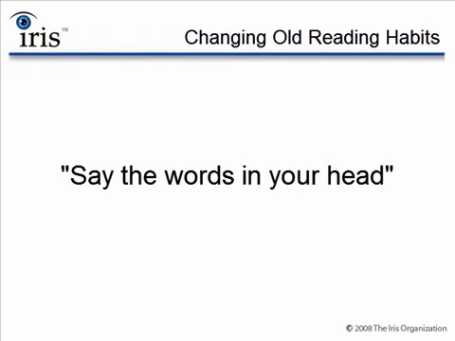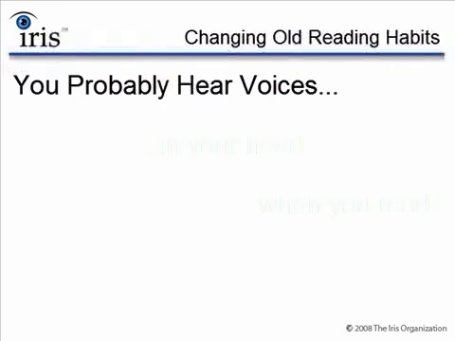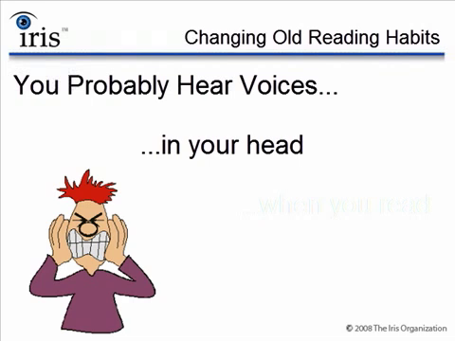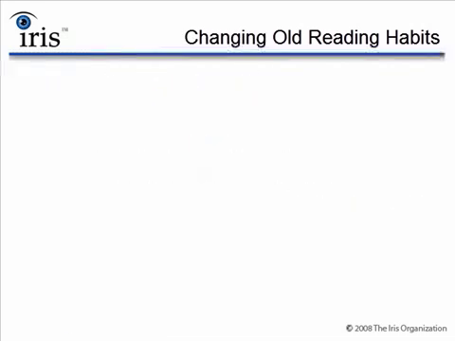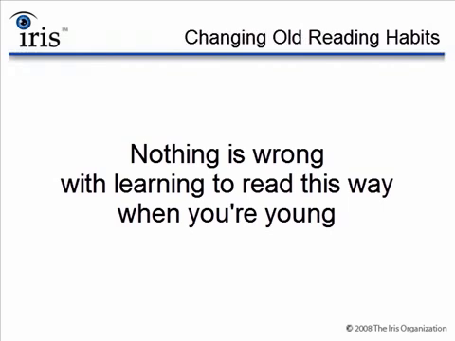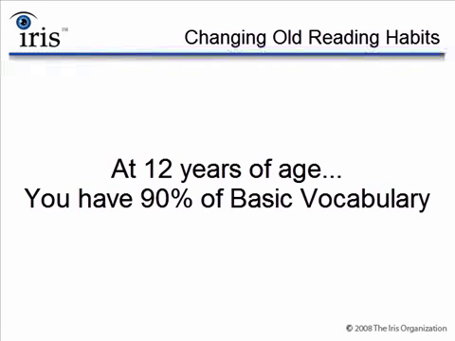So we start doing this when we're young, and it kind of works out for us, and we continue doing it to this day. Most readers say the words in their head as they read. You probably notice yourself when you read, you say each and every single word. And this is a problem. Now that's not to say that there's something wrong with being taught to read this way. Nothing's wrong with teaching a student to read this way when they're young. But as you get older, around the age of 12, you have about 90% of your basic reading vocabulary.